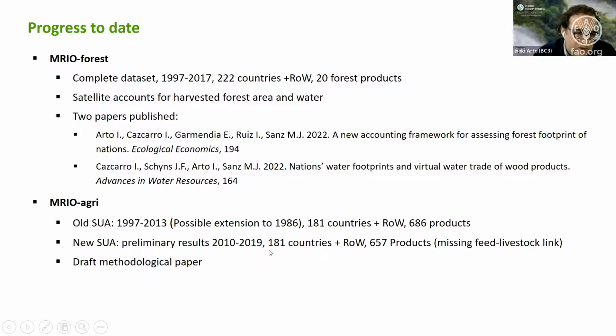And as a result, we have a database that covers the period 2010-2019, the same countries and 657 products, but still here, the part of the interlinkage between feed and livestock is still missing. We are working on that. And also we are working on a draft methodological paper in order to accompany the database.